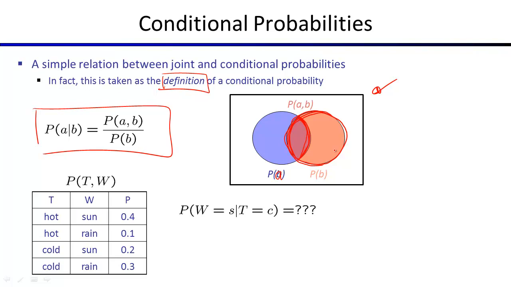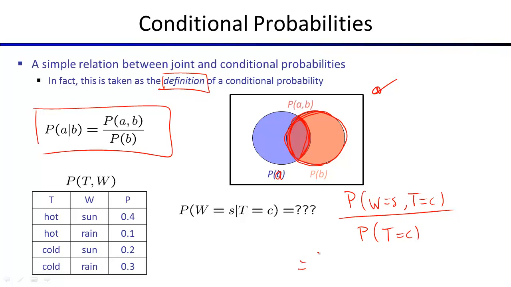Let's compute the conditional probability of the weather being sunny given temperature equals cold. Well, we have a definition up there. The definition says that we can compute this as the probability of weather equals sunny, comma, temperature equals cold, divided by the probability of temperature equals cold.